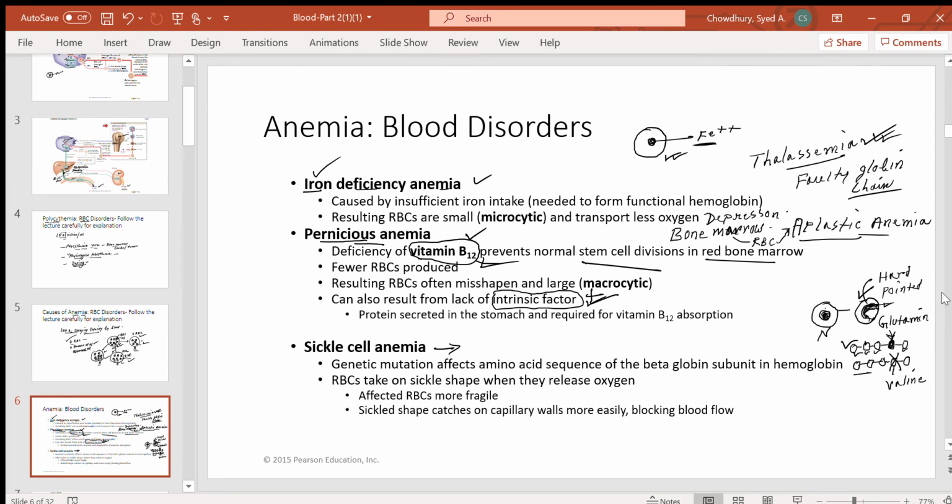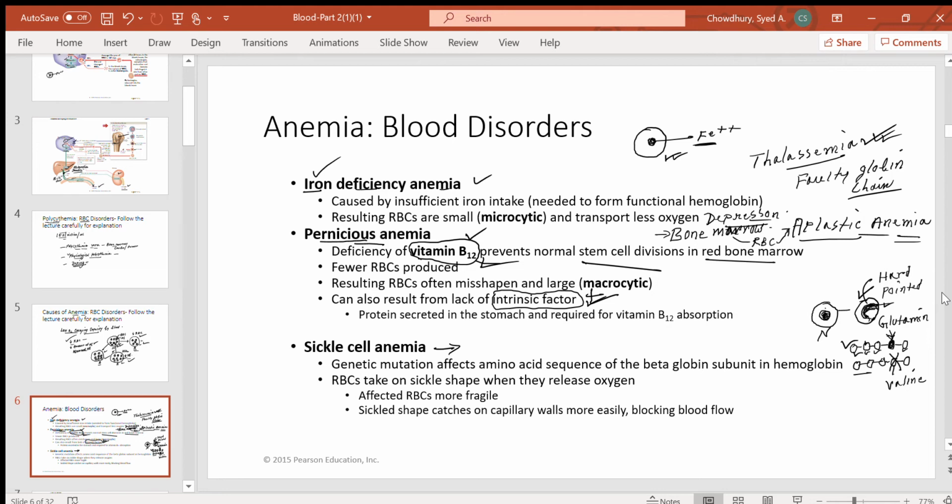Okay, this can happen due to some drugs, chemicals, especially anti-cancer drugs, chemotherapy, that can cause aplastic anemia. Okay, the site of production is depressed or non-functional.